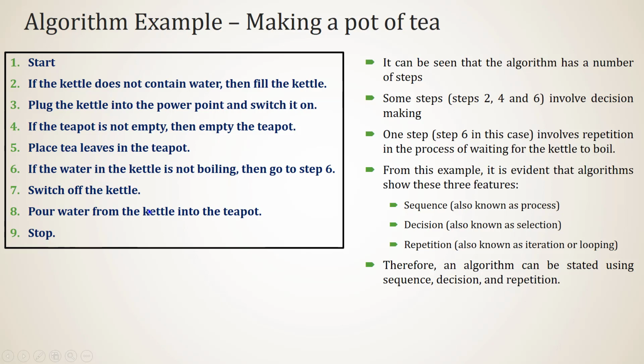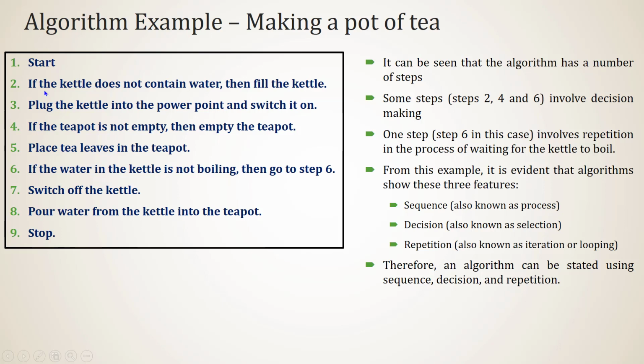In the kettle we will have the hot water. In the teapot we will have some tea leaves. We have to pour that hot water into the teapot. Then stop. So in the end, the pot will contain tea. About this algorithm, it can be seen that it has a number of steps. Here in this algorithm, I have 9 steps. Some steps involve decision making. Steps 2, 4 and 6 have some decision making.